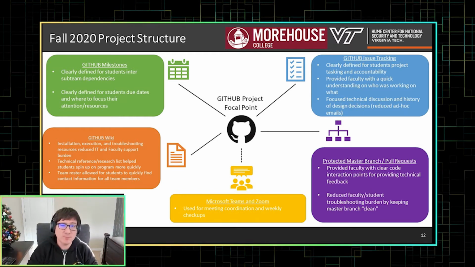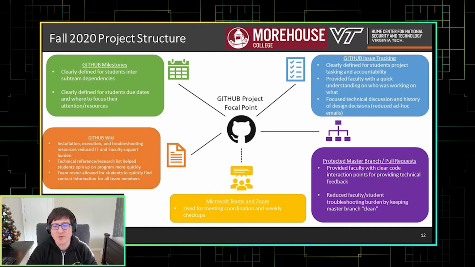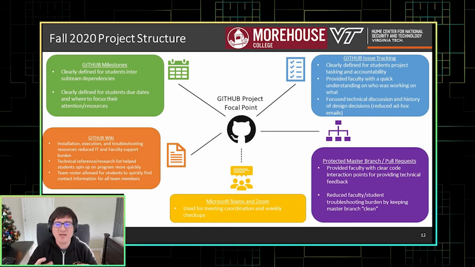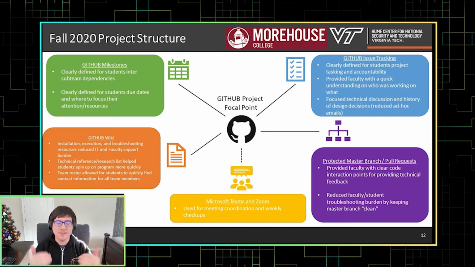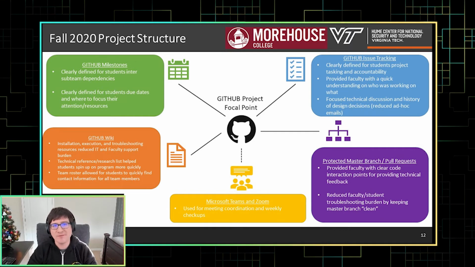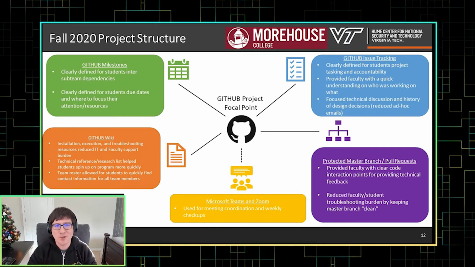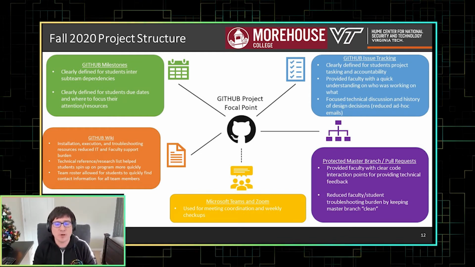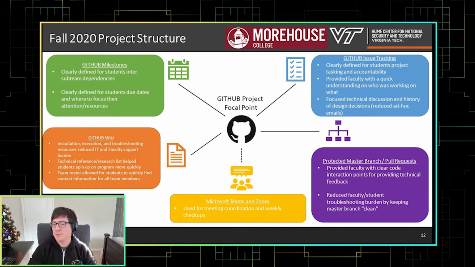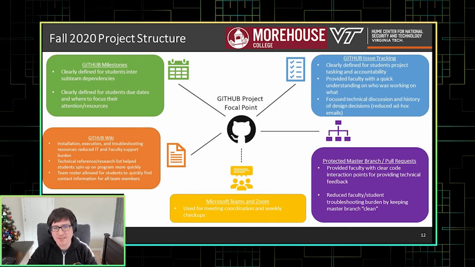Protected master branches and pull requests, being able to lock down the master branch, provided the faculty with clear interaction points. When they pushed code and said, I want to merge it into master, it gave me a clear point at which to look at the code and provide feedback. It also reduced the students breaking the code base, so that they didn't have to rely on other students fixing things before they could work. They were working on their own branches. They were allowed to break those as much as they wanted, but the master branch must be protected.